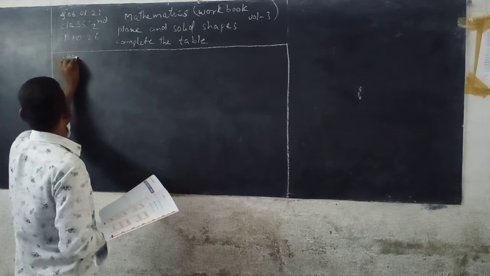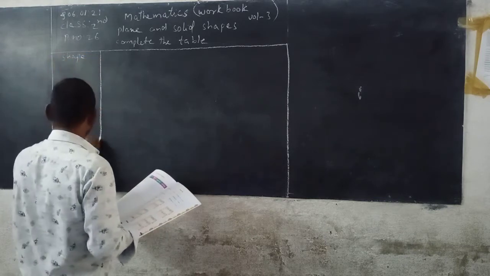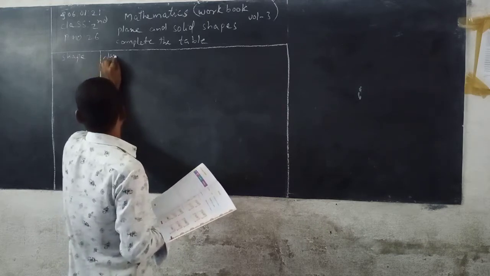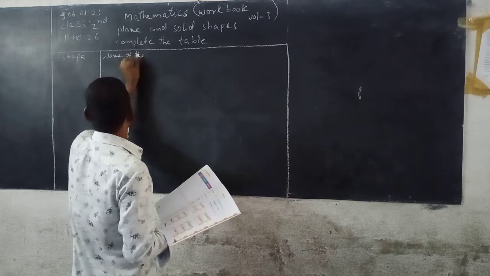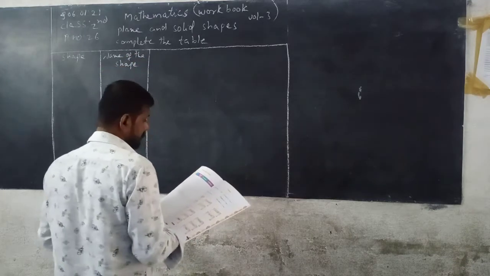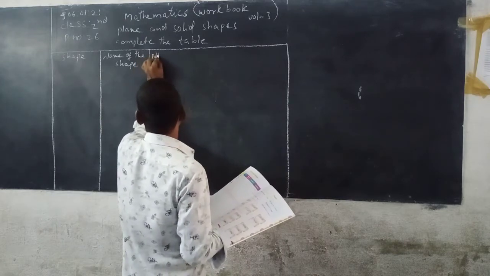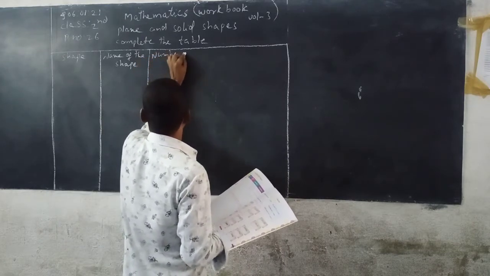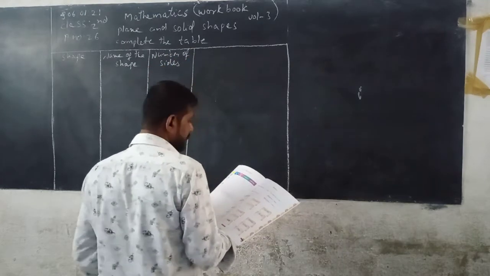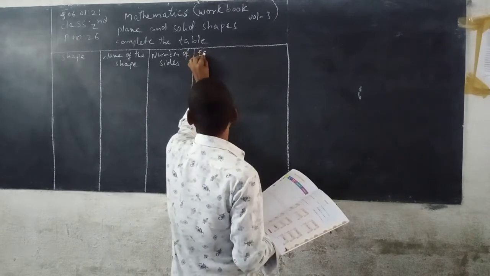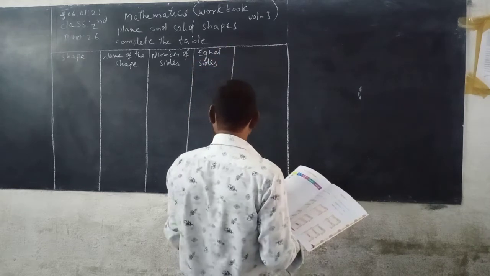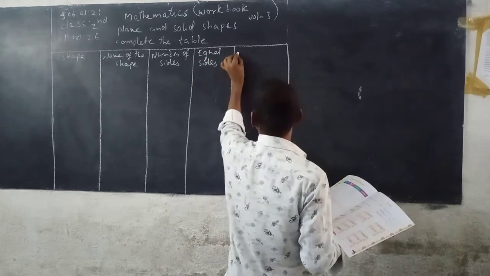Shape. Name of the shape. Number of sides. Equal sides. Next, 2D form.